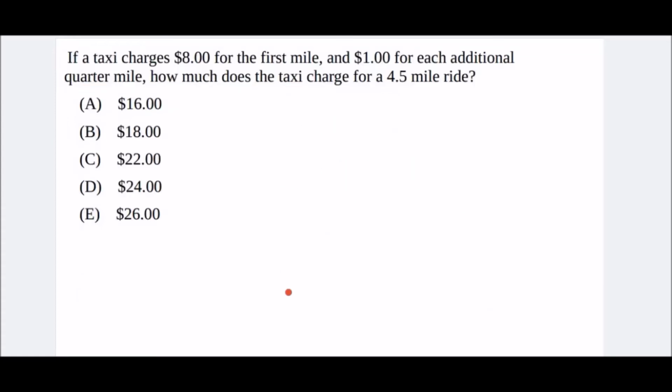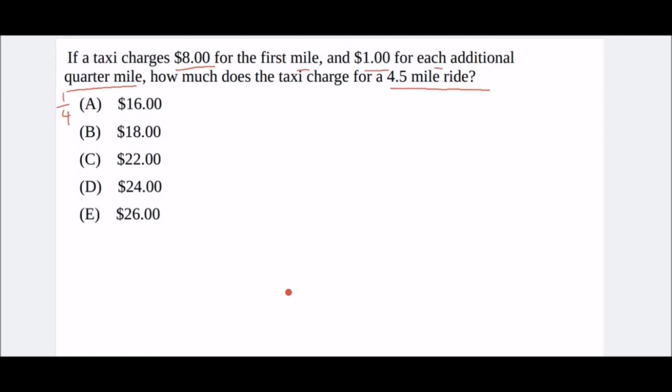Next question is, if a taxi charges $8 for the first mile and $1 for each additional quarter mile, quarter means 1 by 4. So how much does the taxi charge for a 4.5 mile ride? So we have to find out the total charge for 4.5 miles.